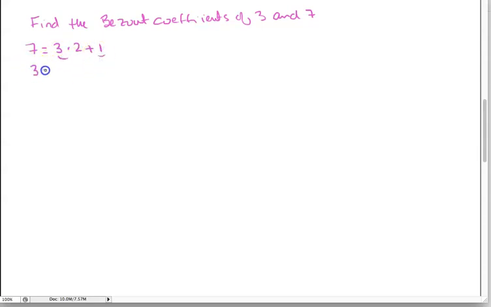So let's find the Bezout coefficients of 3 and 7. Okay, so we start with the Euclidean algorithm first. So 7 is 3 times 2 plus 1, right? And we have 3 equals 1 times 3 plus 0. Right, so this is the GCD. GCD of 3 and 7 equals 1. And if I solve the equation for the GCD, I get 1 equals 1 times 7 minus 2 times 3.